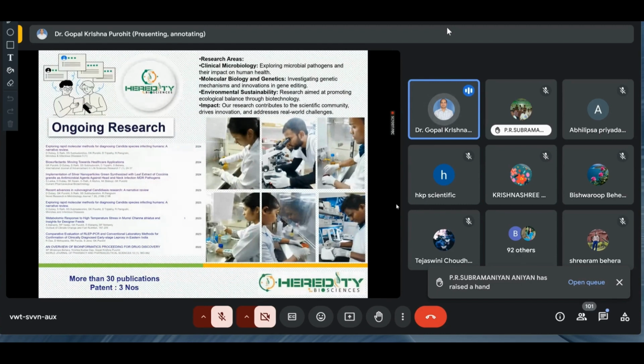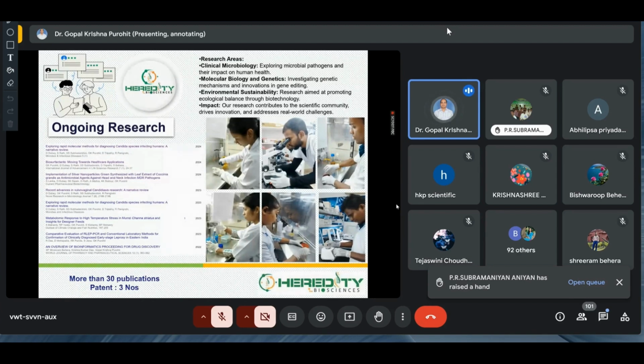Many researchers are now going for real-time activities in the internship, in clinical microbiology, molecular biology, environmental biotechnology, and other modules. These are photos of the students, who are totally involved in research-oriented work and in their future careers also. Another domain of Heredity Biosciences is research activities.